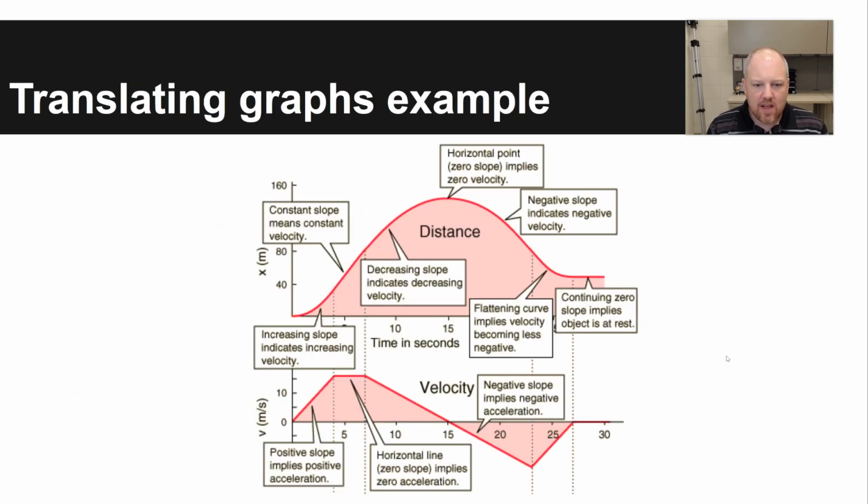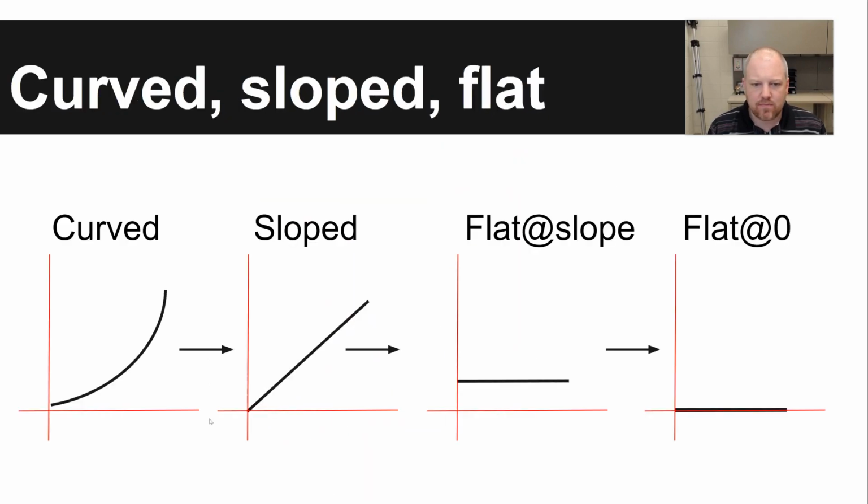Translating graphs, this is just an example of how this process is going to work. Again, if you're given on the top here a position versus time graph, you can figure out what the velocity is at any given point. If you want to look at all the specific examples here, please do. But we'll spend the rest of this video explaining how to get from the top portion of this graph to the bottom portion of this graph.